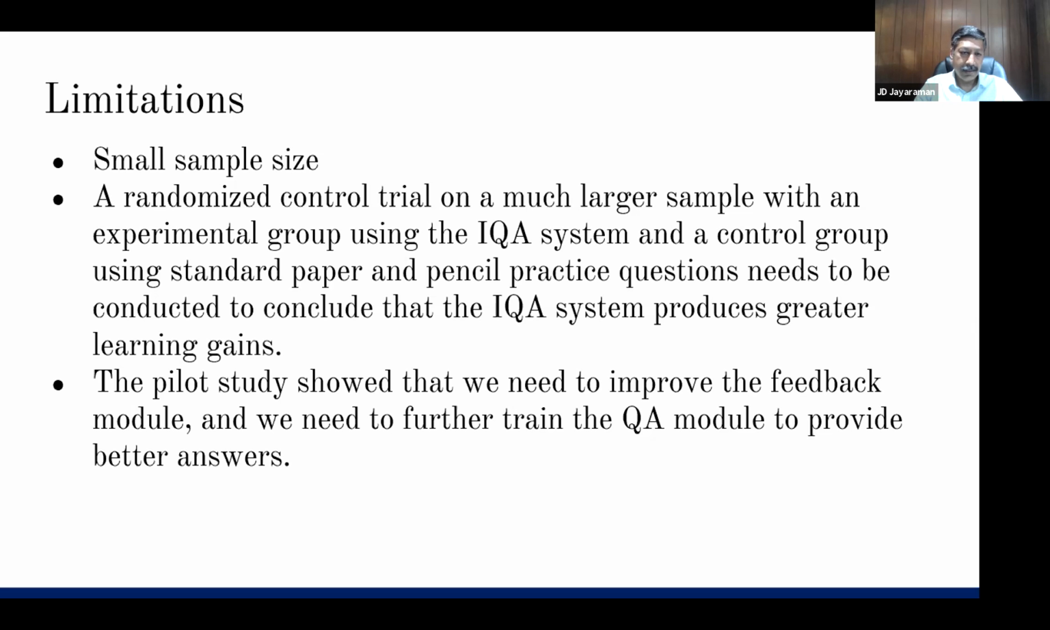Limitations were expected. Again, in order to really make concrete conclusions that the system is actually causing learning gains and is better than just paper and pencil practice like in the good old days, we really need to do a randomized control trial. And that is on our agenda next.